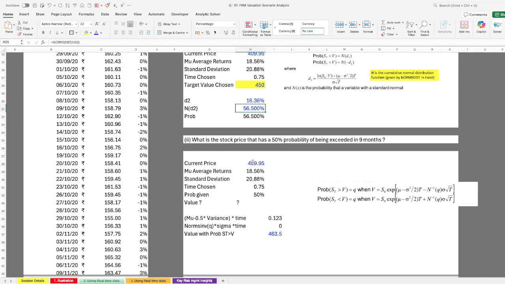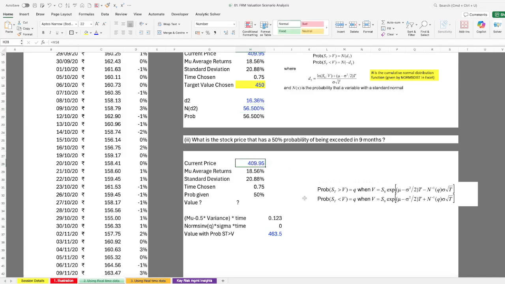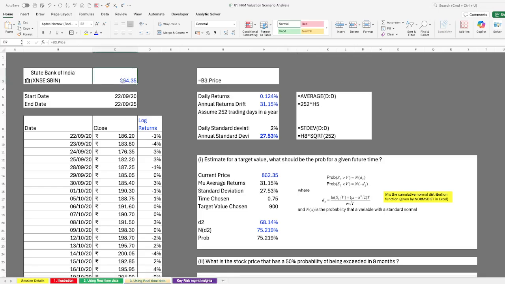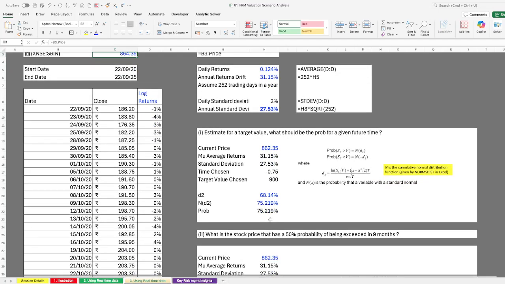And here it is 56.5%. Similarly, the current price is 409.95, and with a given probability of 50%, what is the value that will be exceeded? The value that will be exceeded in the next 9 months is 463.5. So we can use real-time data. I've used one more, State Bank of India, and done the same thing.